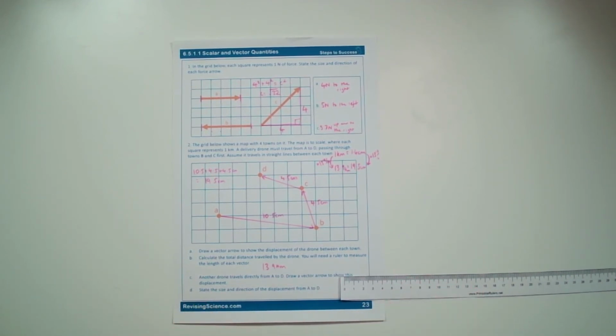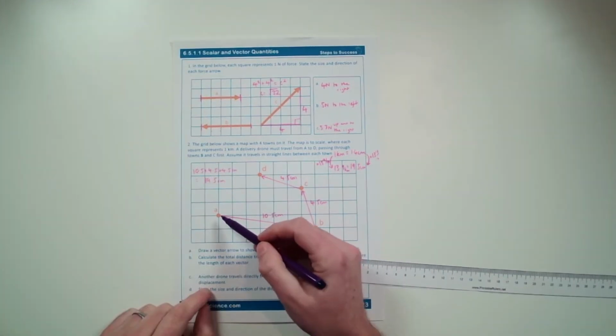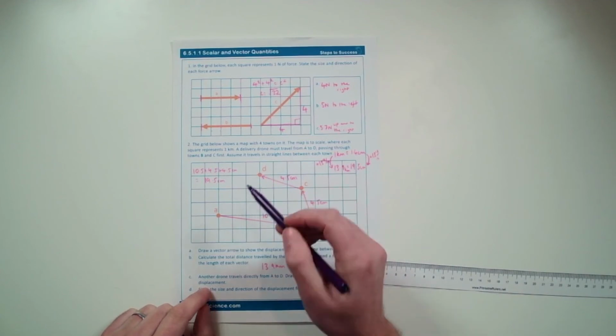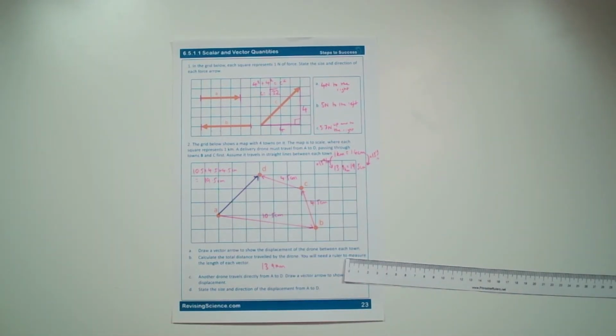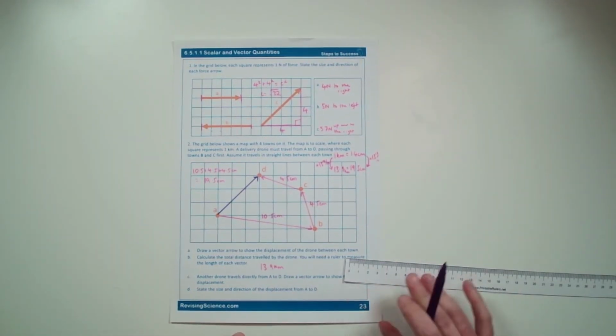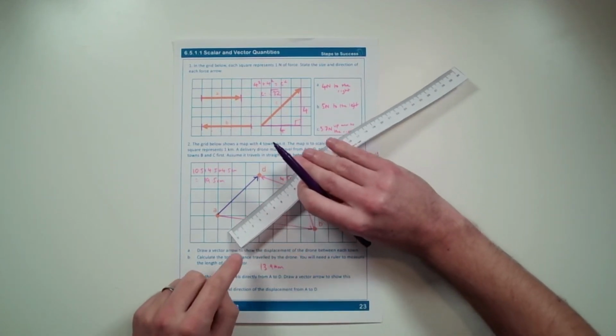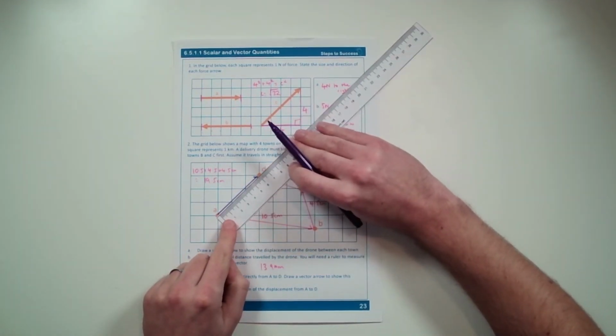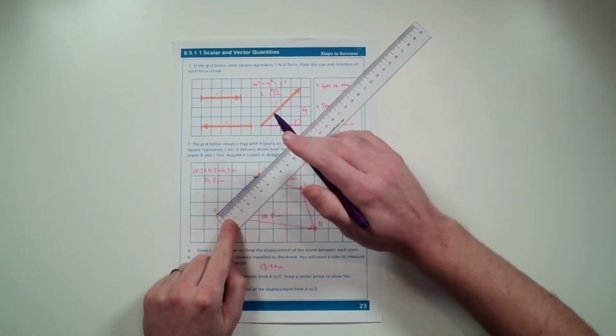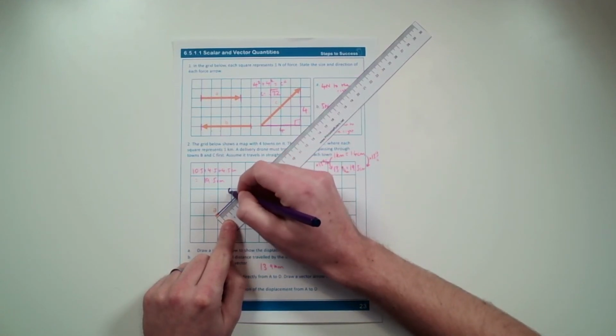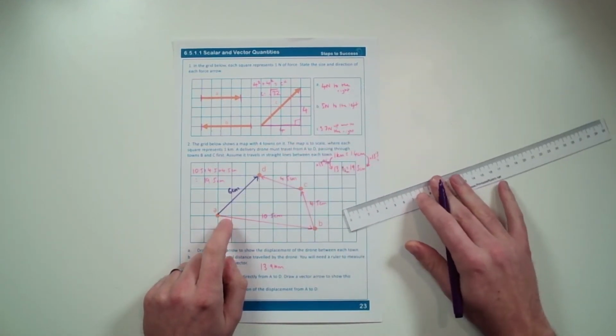Another drone travels directly from A to D. Draw a vector arrow to show this displacement. So it will travel directly from A to D, and it will look like this. State the size and direction of the displacement from A to D. So again, we need to use our ruler to measure the total length, which in this case is 6 centimetres.